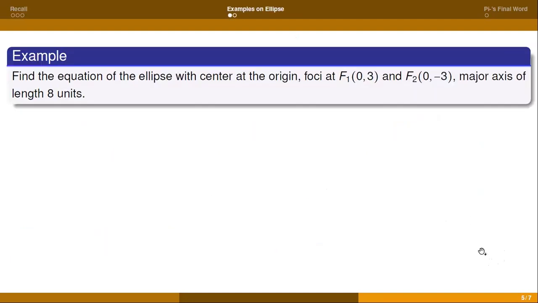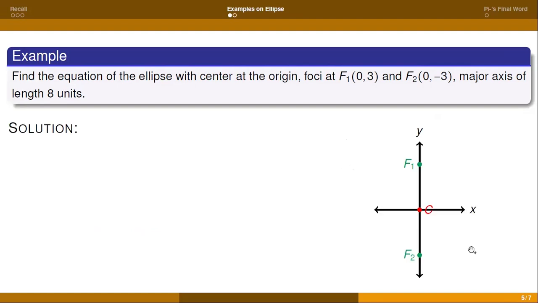So for our first example, our goal is to find the equation of the ellipse with center at the origin, foci at F1 given by (0, 3) and F2 (0, -3), and the major axis of length 8 units. Okay, so how do we solve this? The first thing to do is to plot what we have. Based on the given, we know that the center is at the origin. That's why we have C out here. And the first focus is this. Let's say this one is (0, 3). And this next one is (0, -3).